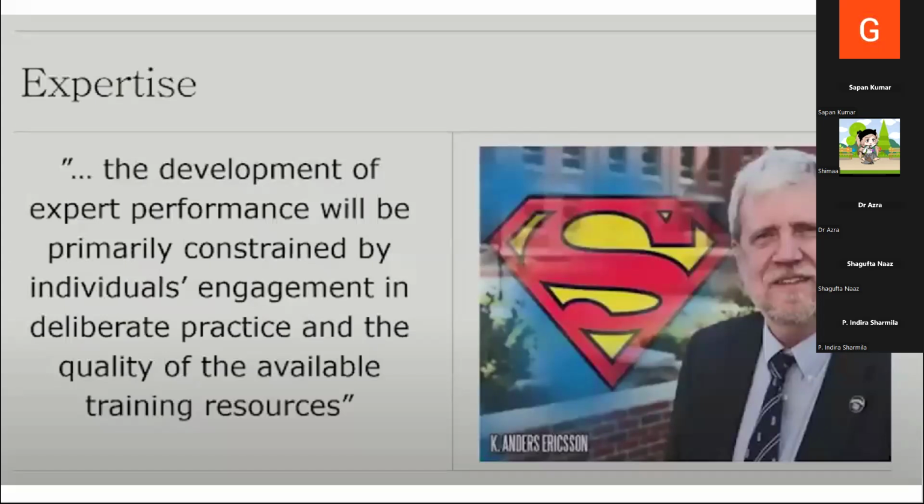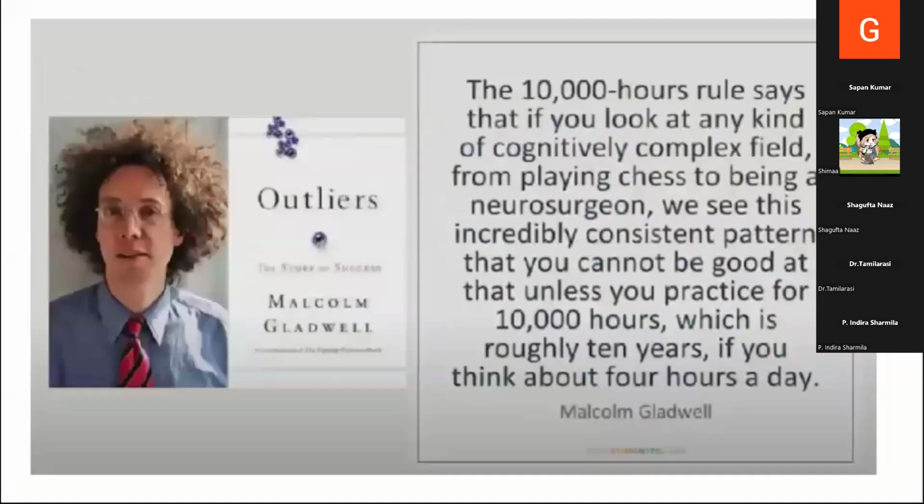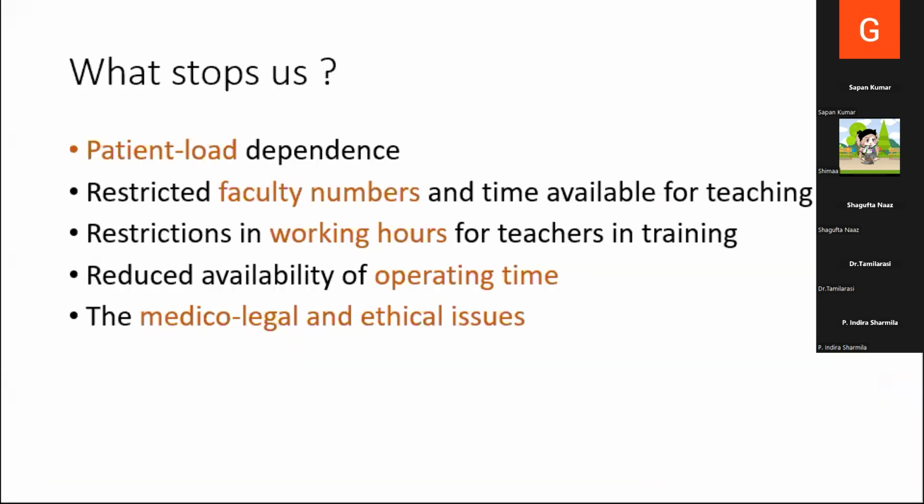According to the theory of expertise, the development of expert performance will be primarily constrained by the individual engaging in deliberate practice and the quality of available training resources. So expertise is about deliberate practice and motivation, and a lot of time is involved. According to Malcolm Gladwell, it requires about 10,000 hours for a chess player or a neurophysician or a musician to become excellent at their job, which is roughly equivalent to 10 years of work. I think that is practically not possible if we want our students to become competent, at least competent, in the skills that we want them to have.